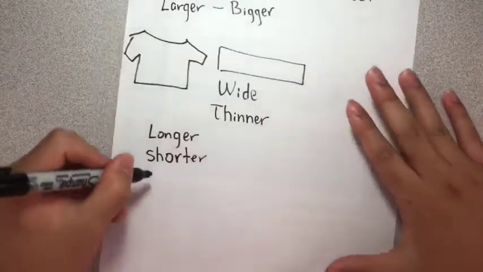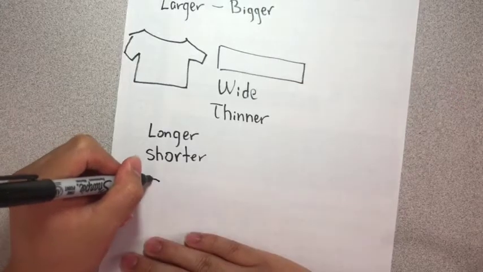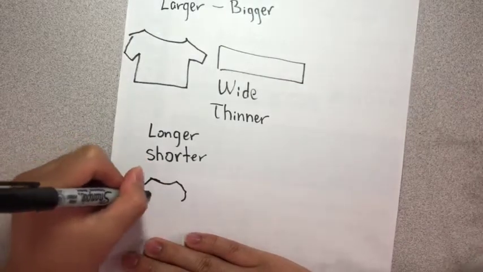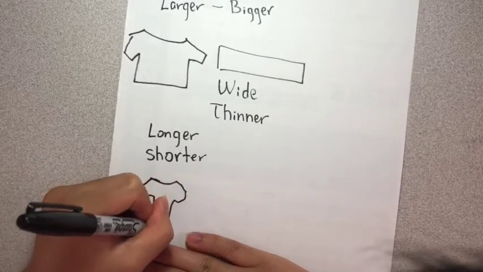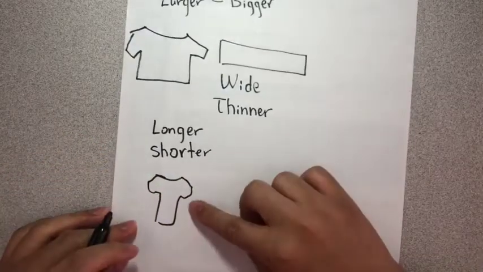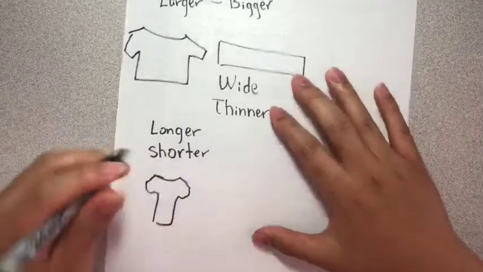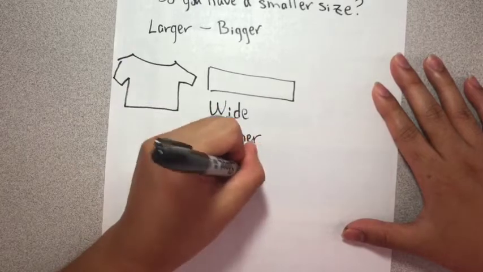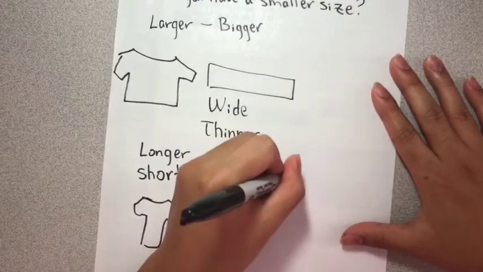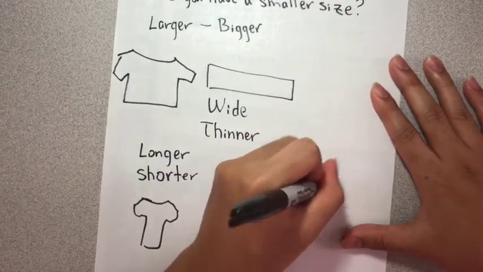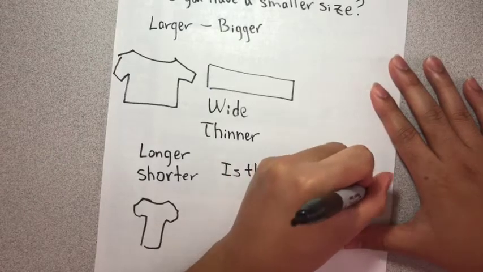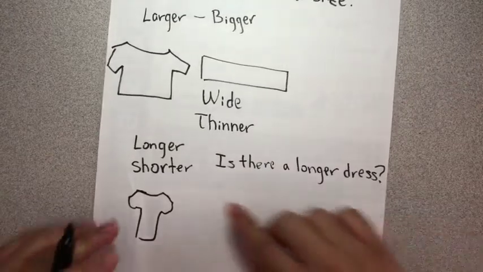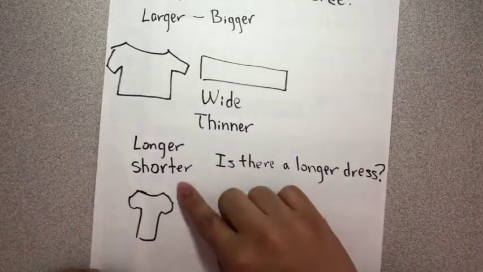Let's say there's a dress you want. There's a dress you like, but it's really short. It's a really short dress. So you say, is there a longer dress? Is there a longer dress? Or maybe it's too long, so you say, is there a shorter dress?